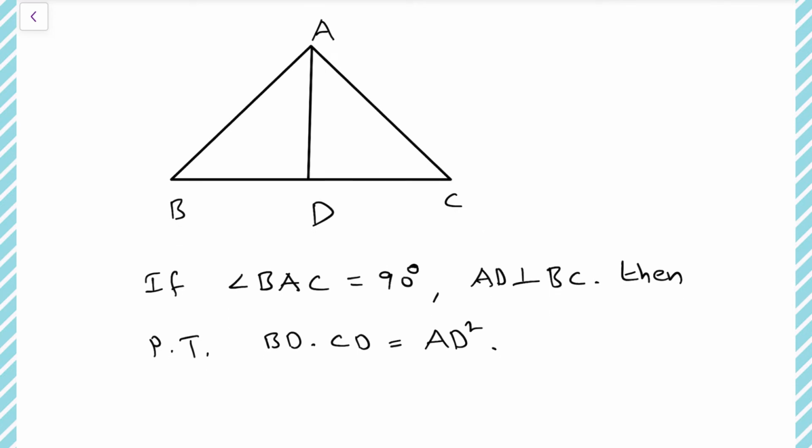He gave one triangle. In that he is saying that angle BAC equals 90 degrees. So BAC means this angle will come, that is 90 degrees. And AD is perpendicular to BC. So this AD line and this BC line both are perpendicular to each other. So it means this is 90 degrees as well as this is also 90 degrees. Then prove that BD into CD equals AD square. So before going to prove that, let us make small changes in the given question.